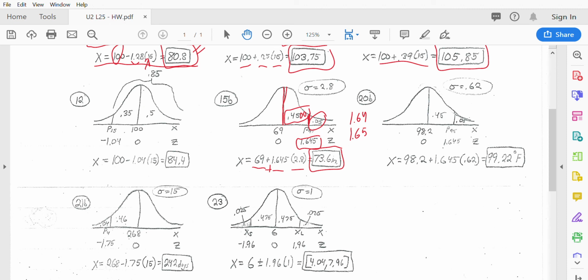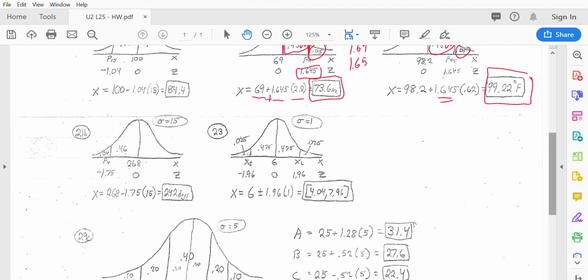Number 20B. Let me go in the book. Based on sample results, assume that body temperatures are normally distributed with a mean of 98.2 and a standard deviation of 0.62. Physicians want to select the minimum temperature for requiring further medical tests. What should that temperature be if we only want 5% of healthy people to exceed it? That's the exact same question in terms of percentage, isn't it? 5% of healthy people, which means 0.4500 is what we're looking up. We get 1.645. We get a raw score temperature of 99.22. Done. I'm going to do one more homework question here, number 21B, and I think you got the gist.